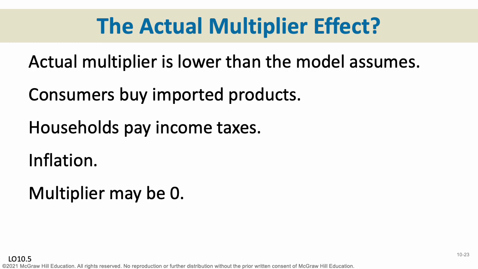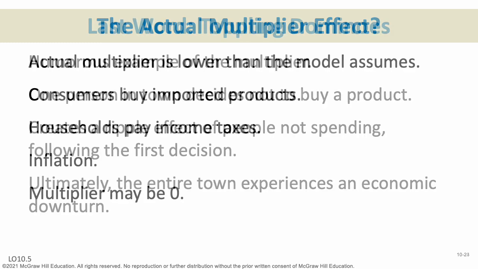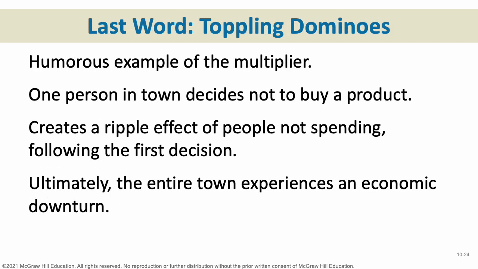And finally, our last slide here, an example of the multiplier. So the multiplier can lead to a domino effect, and we've seen this before with recessions. So if one person in town decides not to buy a product, it can create a ripple effect of people following suit and not spending, and now, since no one's buying, there is no consumption, and the entire town would get an economic downturn. And a lot of times we do see this when one sector of an economy starts doing poorly. Other sectors may follow suit.